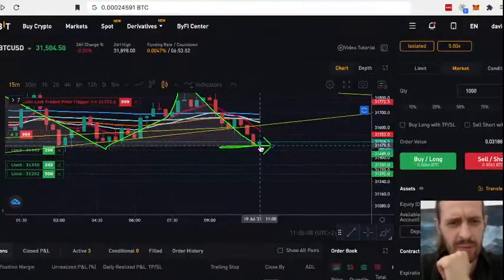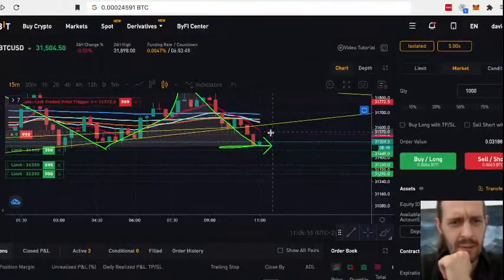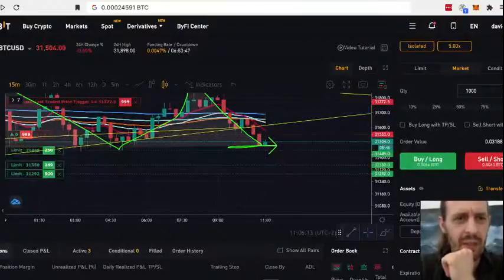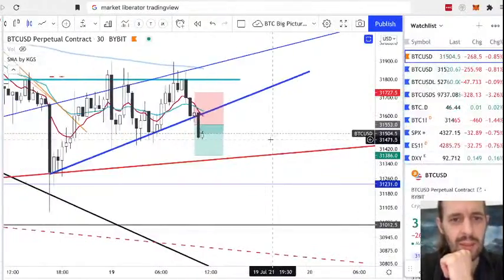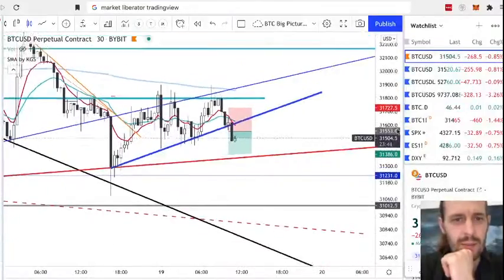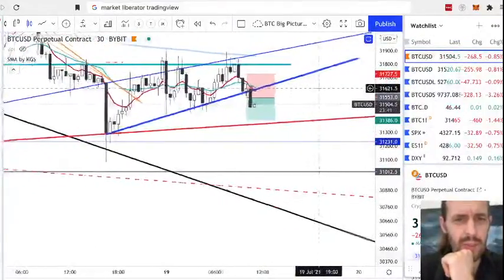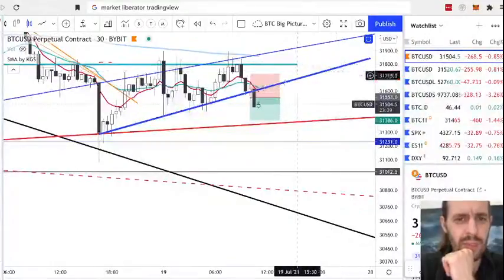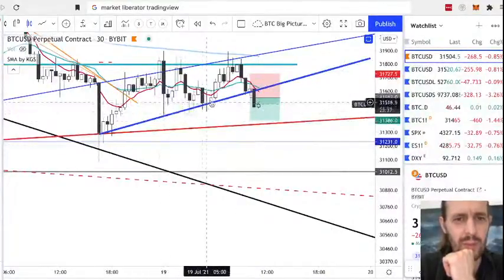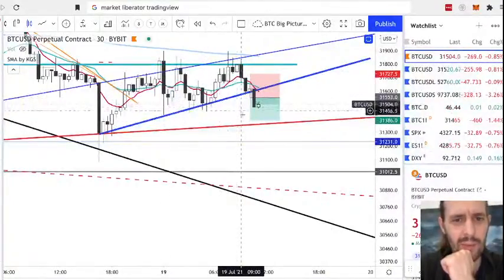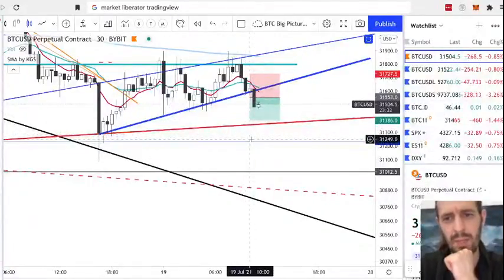So now we're going for a retest, probably. Okay, one last check. We're looking very good. This blue trend line is quite strong. We went down and I expect it to go lower. I will just have some patience.